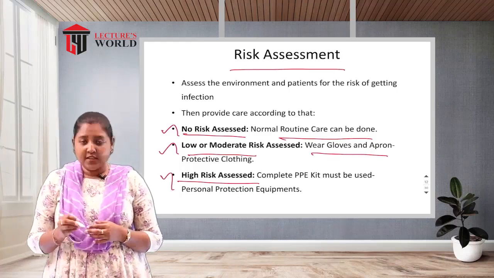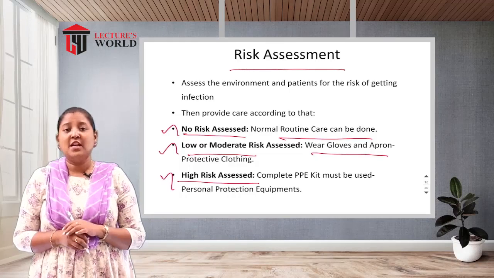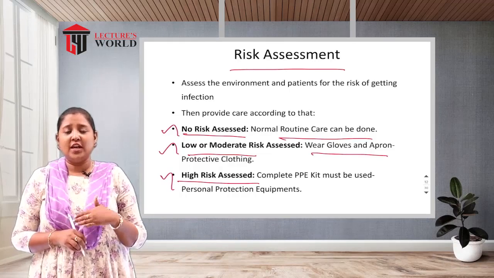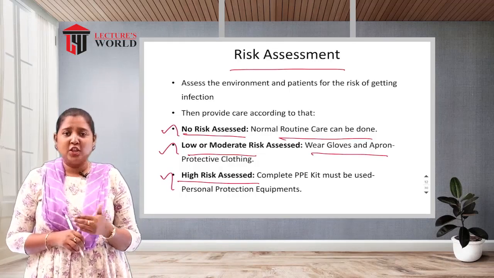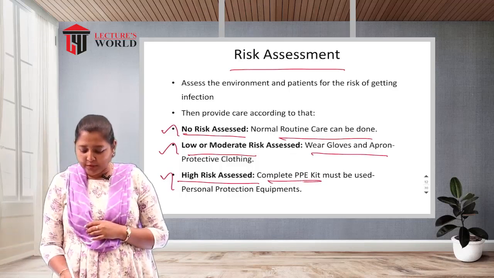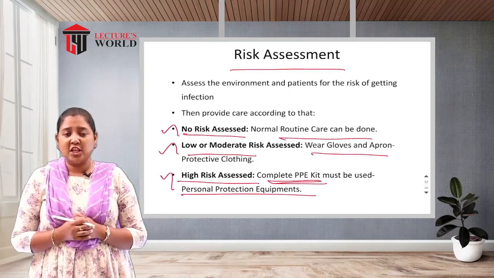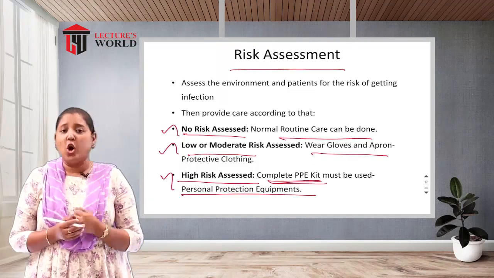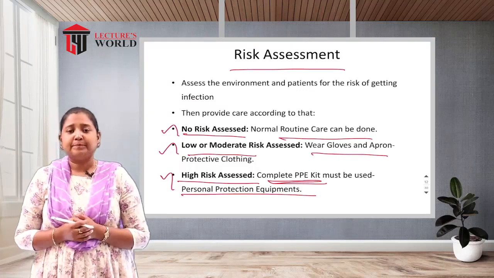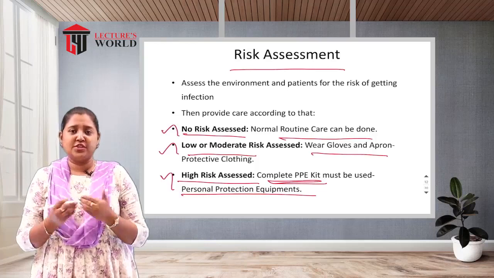And the next one is, if you have assessed very high chances of risk for infection in the particular area, then you have to go for the complete PP kit. What is PP kit? It's personal protection equipment, including eye goggles, so that you can completely avoid infection transmission from one person to another.